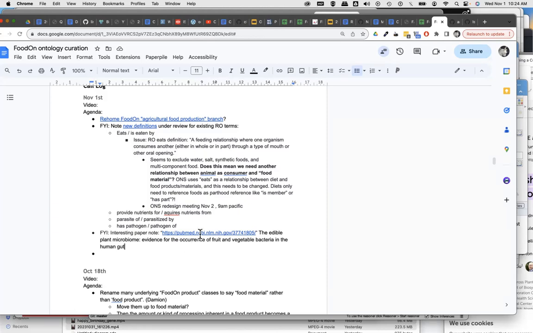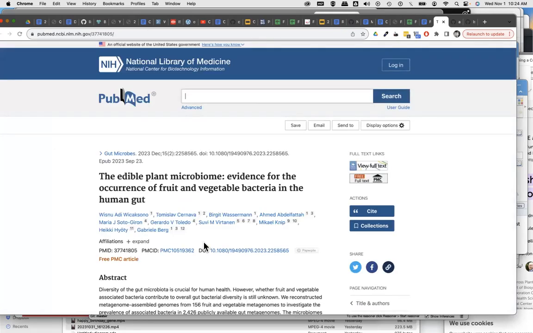I just caught one very interesting paper, which I think is a good read. The edible plant microbiome, evidence for the occurrence of fruit and vegetable bacteria in the human gut. So there's been lots made about how the human gut biome has E. coli and other bacteria in it, 160 of them, plus 10 or 20 fungi hanging out in there helping us out. But the question, of course, is how does the gut biome get in there? So far, I've just been introduced to the idea of fecal transplants to get them in.